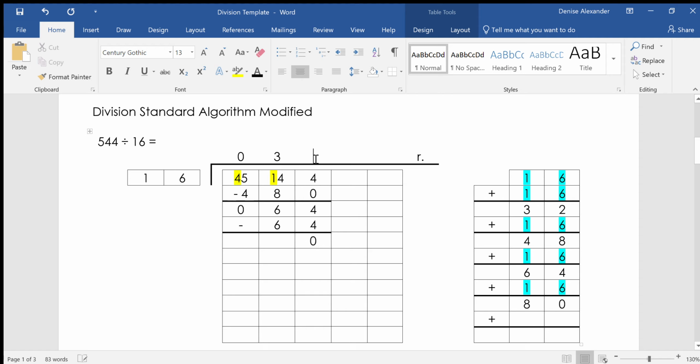But I need to know what number to put there. So I'm looking at this 64. I'm going to count all the 16s above it. 1, 2, 3, 4. It is 4.